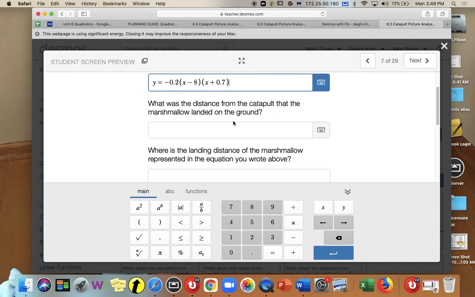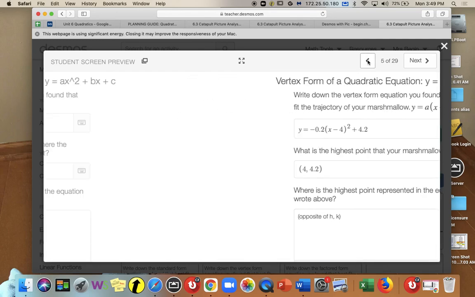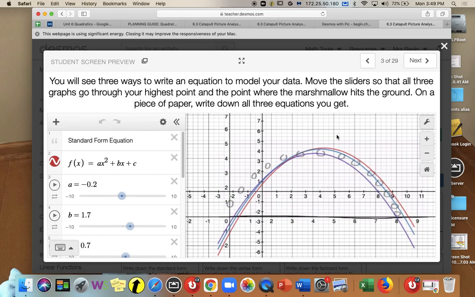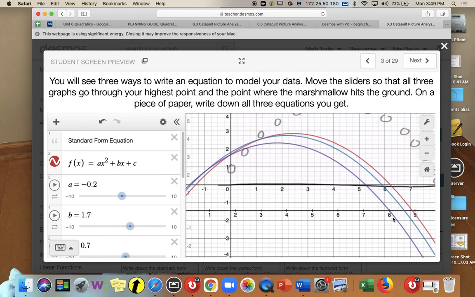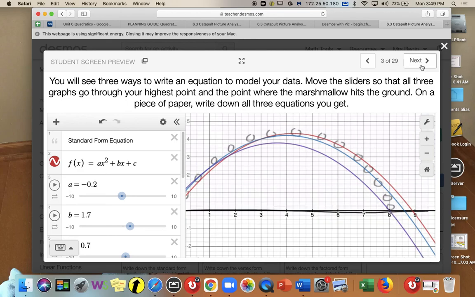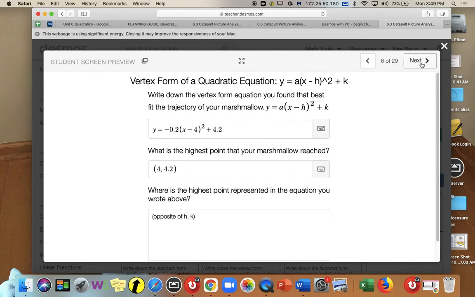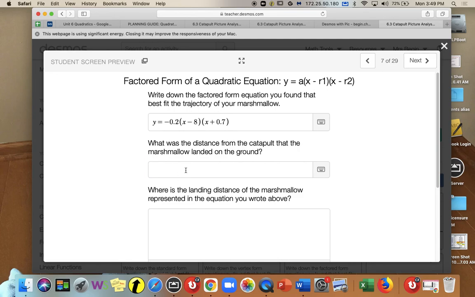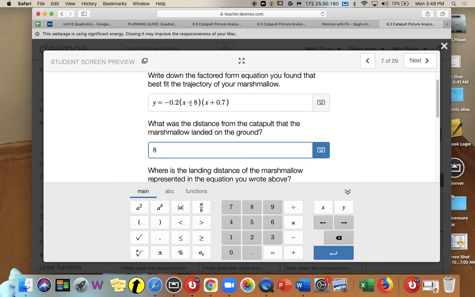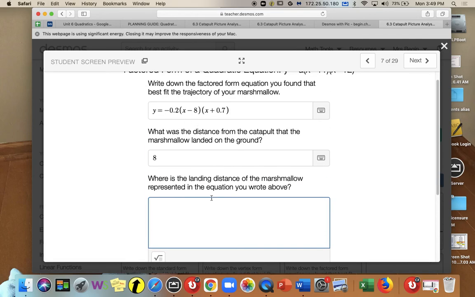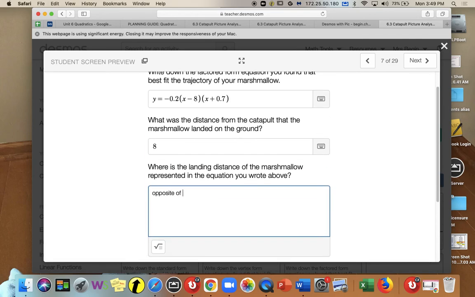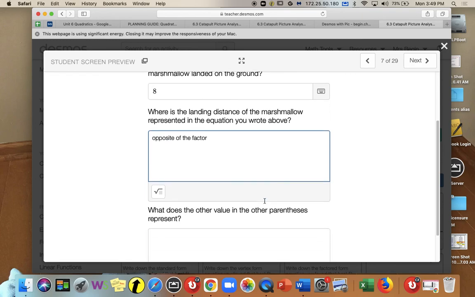And then it says what was the distance that it landed on the ground. So if we go back to our graph right here, mine landed, oops, I zoomed out. Can I zoom back in? Yes. Mine landed here at 8. Okay, so what does factored form tell us? It tells us when it lands on the ground, and it's going to be the opposite of the factor. So we have x minus 8, and it landed on the ground, opposite of the factor. That'll be the landing distance.